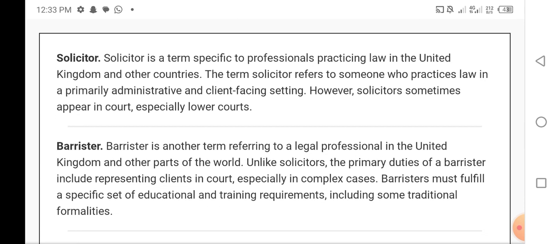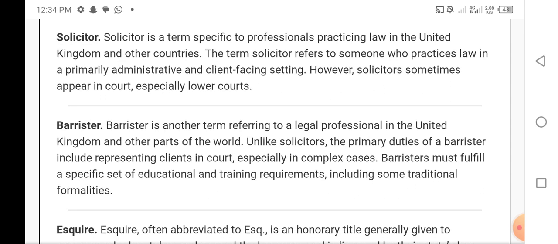Solicitor. Solicitor is a term specific to professionals practicing law in the United Kingdom and other countries. The term solicitor refers to someone who practices law in a primarily administrative and client-facing setting. However, solicitors sometimes appear in court, especially lower courts.